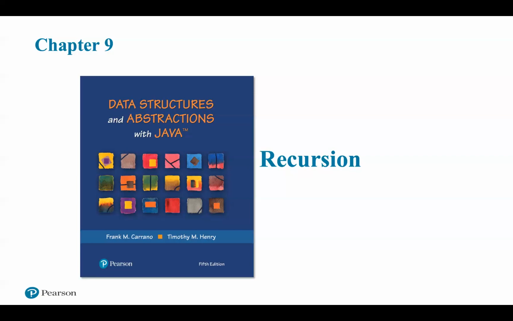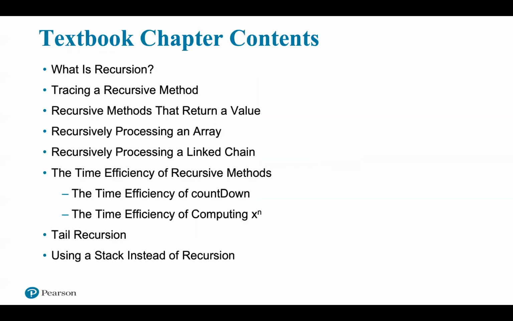So in this chapter, you will get a chance to be thinking about recursive kinds of actions. Here is what we have in terms of the contents for the chapter. We'll give an overview of what recursion is and talk about tracing a recursive method. We'll look at recursive processing in an array, recursive processing in a linked chain, and the time efficiency of recursive methods. Then we'll finish up by talking about tail recursion and using a stack instead of recursion.